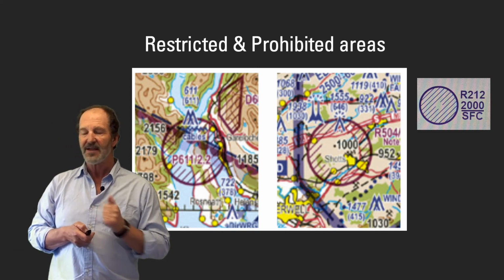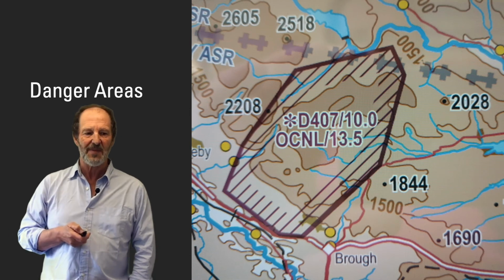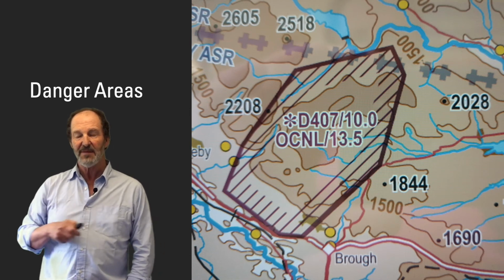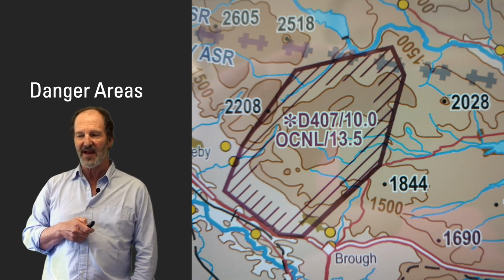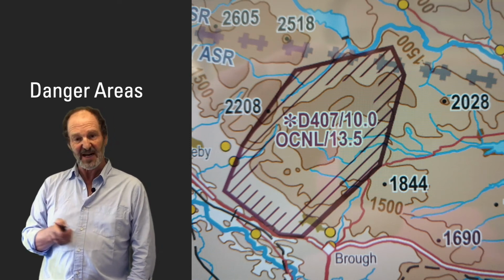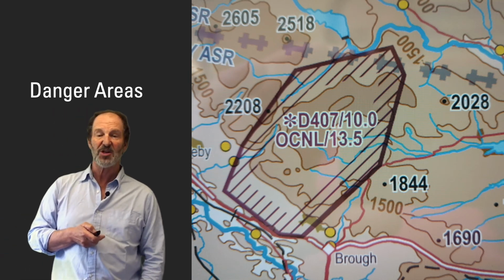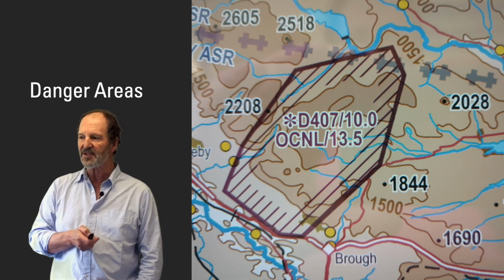Okay, next thing is danger areas. Similar thing, diagonal red lines means keep out. Solid outline means it's permanently there. And the number starts with a D, which implies it's a danger area, which is nearly always a shooting range or artillery or small arms fire or something like that.